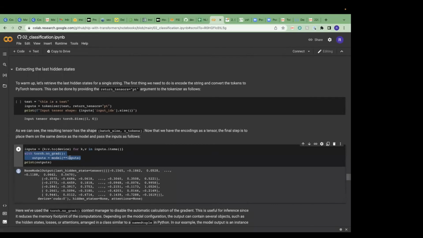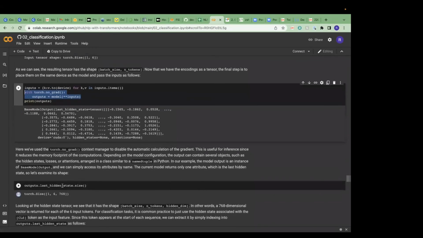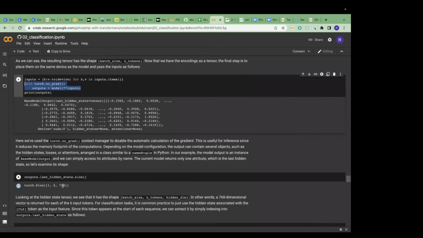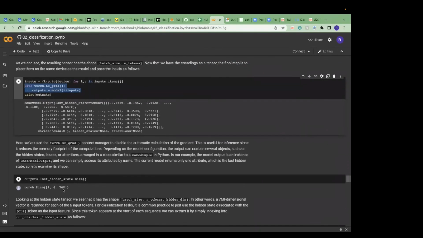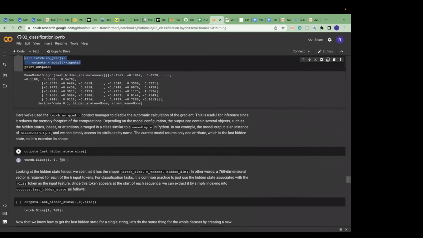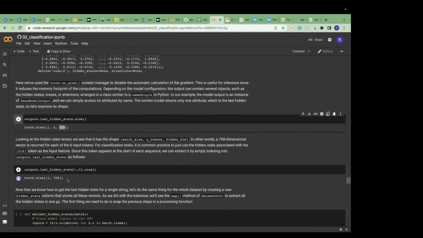So it feeds in a sentence, I think the sentence is "this is a test", and you get this tensor output from the feature extractor. Then it takes the last hidden state, so the last encoder layer, and gets the size. In this case, the size of each column is 768, and there are 6 of those columns in the sequence. The one is just the batch size, since we're only feeding in one sentence.